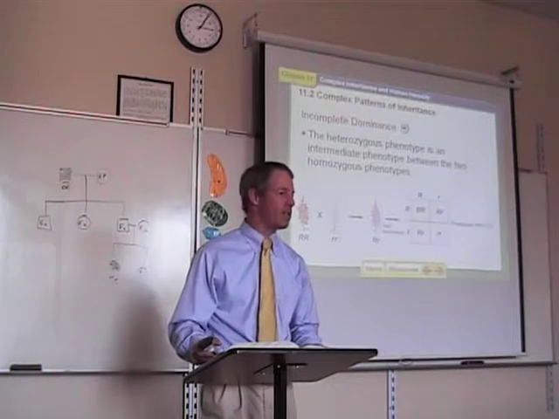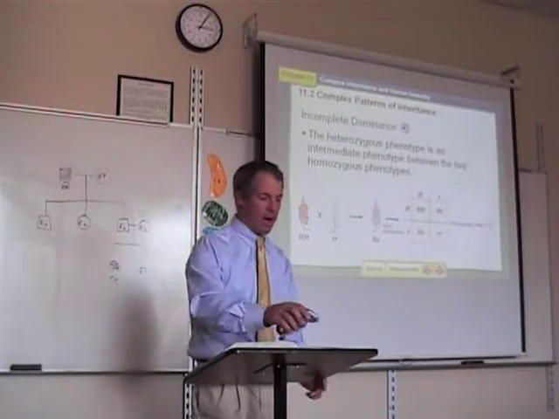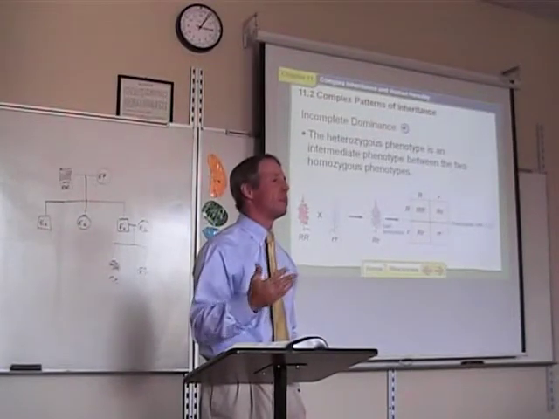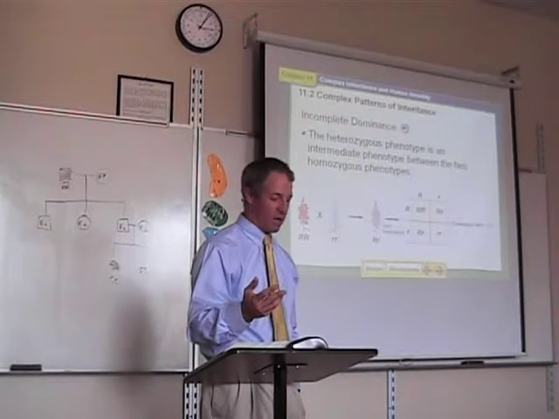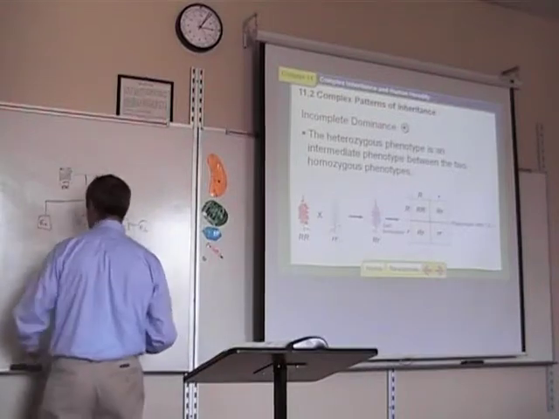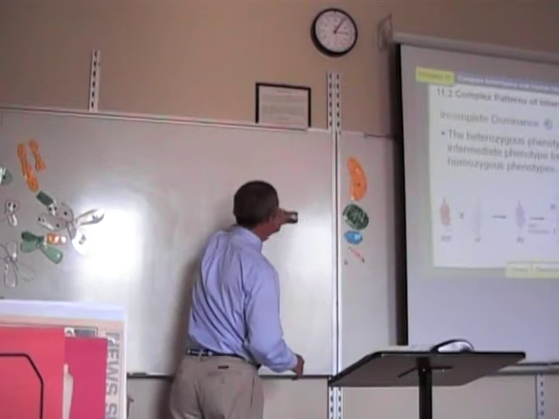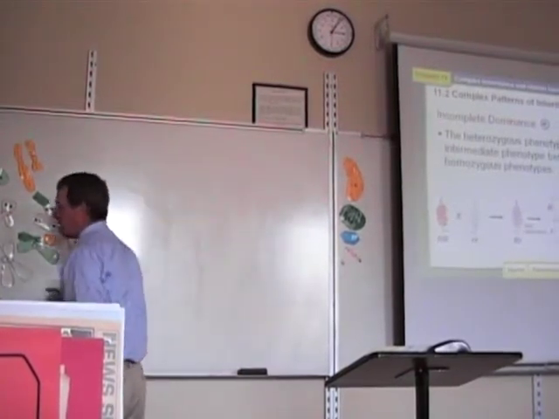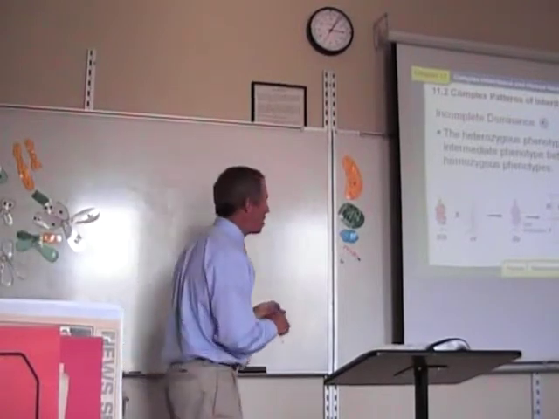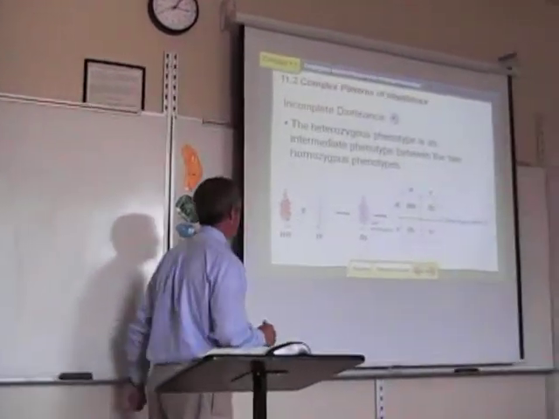Page 302. Is everybody on 302? Yep. I am. We're going to talk about types of inheritance that don't work exactly like Mendel predicted. These are exceptions to Mendel. The first one we want to talk about is called incomplete dominance. Incomplete dominance is a special type that you only see in a few types of organisms, but there's a type of flower called the 4 o'clocks, and they show this.